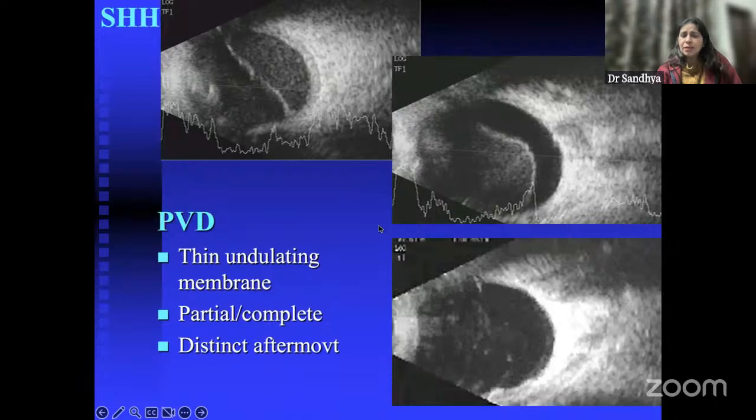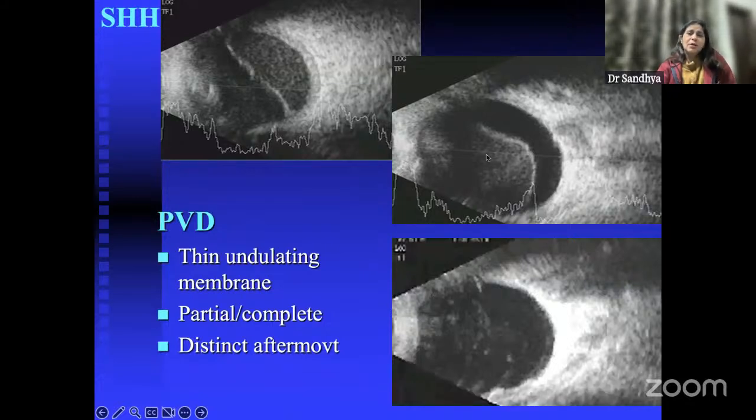So again, this is a subhyaloid hemorrhage. This is a pure subhyaloid hemorrhage. This is the posterior vitreous phase, and there's a big hemorrhage behind the vitreous phase, in between the retina and the posterior vitreous phase. So this is how a subhyaloid hemorrhage will look. And this is how a pure vitreous hemorrhage, where the subhyaloid space is clear, will look.